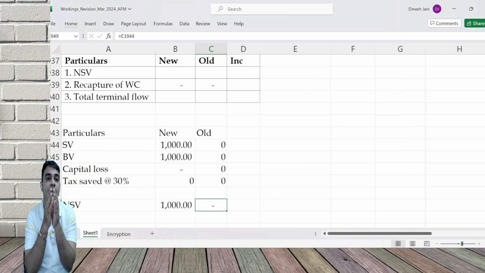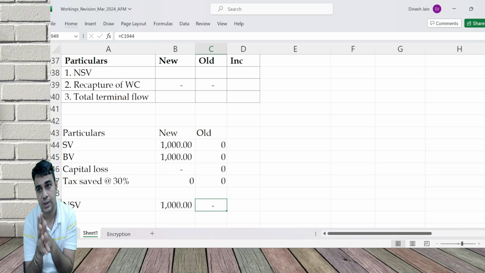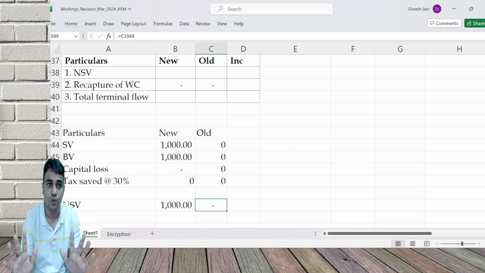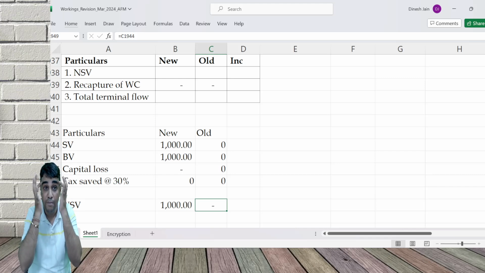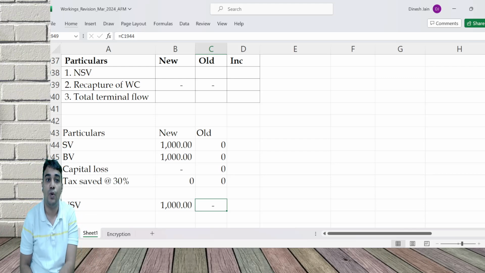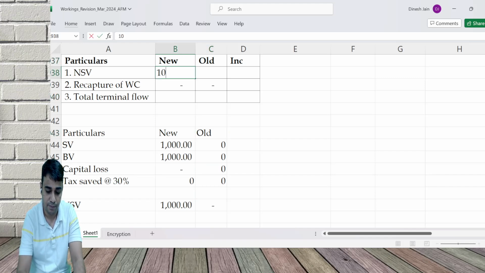Again, I'm repeating, do old separately, new separately. Don't try to club them together. Clubbing them together can lead to certain complications in an exam scenario. I'll show you a complex question where you will not do calculation, you will be in listen mode, but I'll show you how new separately, old separately helps. The only thing you need to do is, for old, imagine that you are continuing with the machine. So NSV is 1,000.